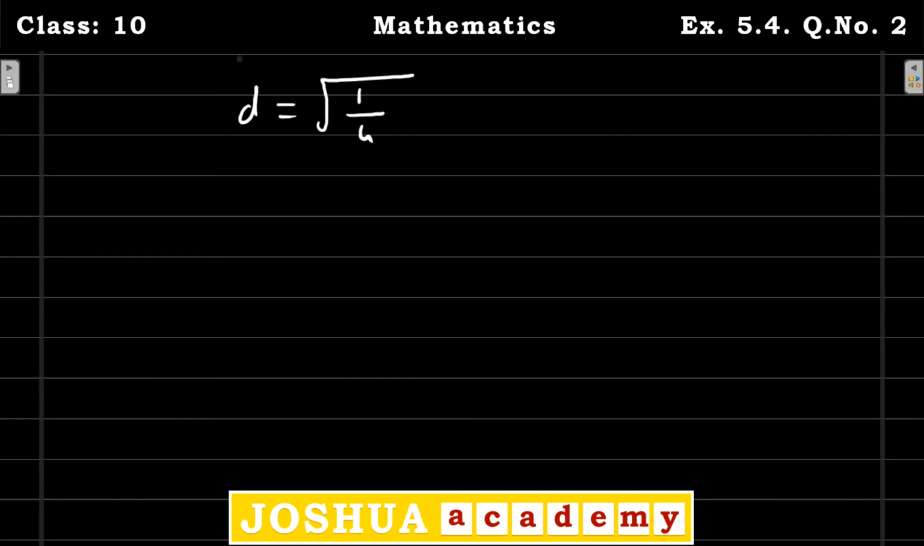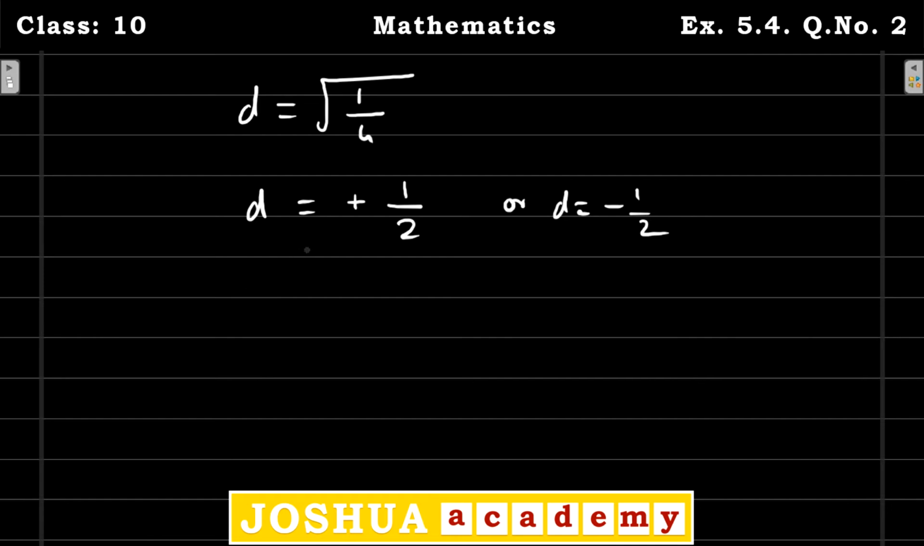Two different values are possible. That is equal to plus 1 by 2 or minus 1 by 2. So D is equal to plus 1 by 2 or D is equal to minus 1 by 2.